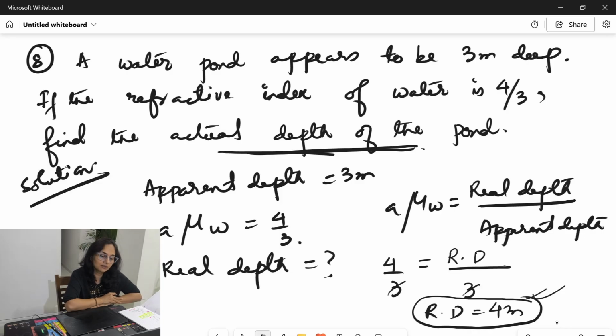And among the two quantities given to us, the one, real depth, which is not given, we can easily calculate that, right? So let's take one or two more questions to see what more questions we get from this chapter. Let's go to the next question.